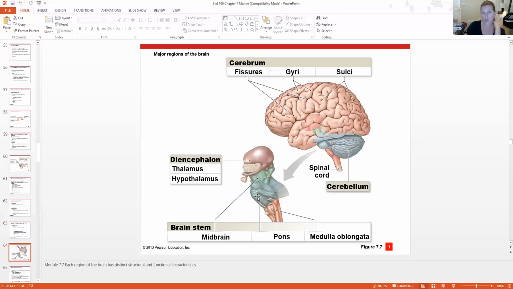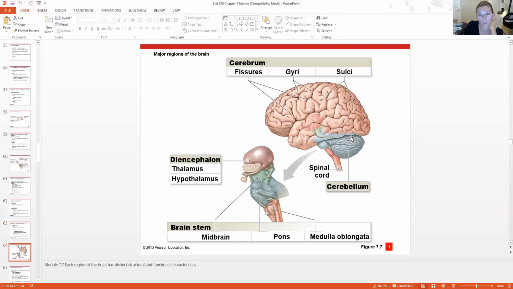So here you see all of this. This is why I was calling the diencephalon a lollipop. Kind of looks like that. The cerebrum on top, you can see a deep fissure here. And then there's, again, a fissure in between the 2 hemispheres. The gyri are the mounds. The sulci are the little tiny grooves.